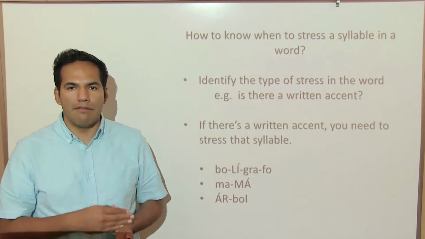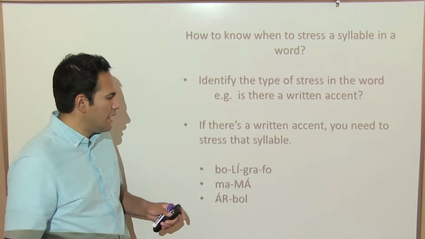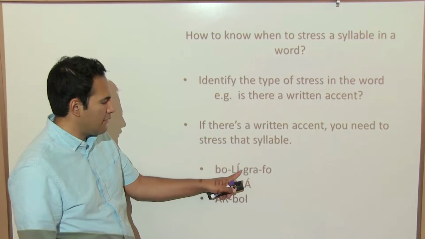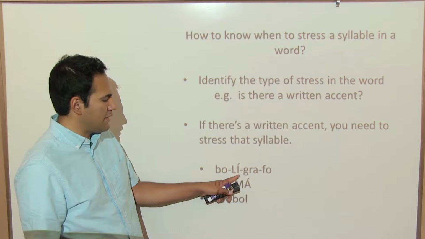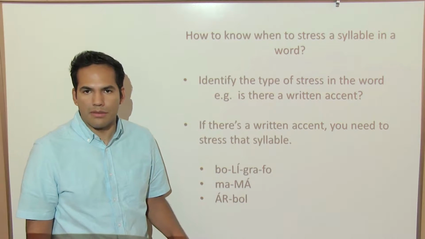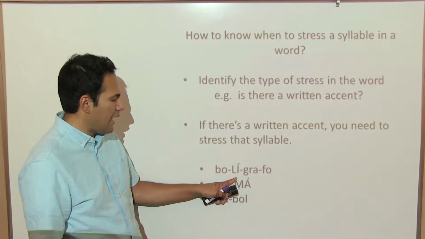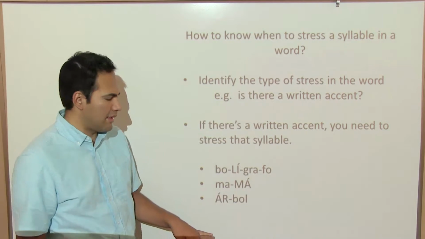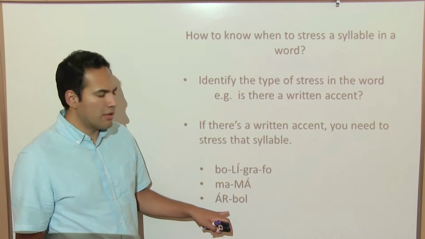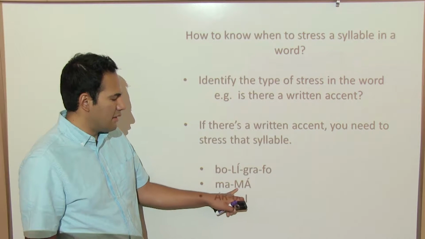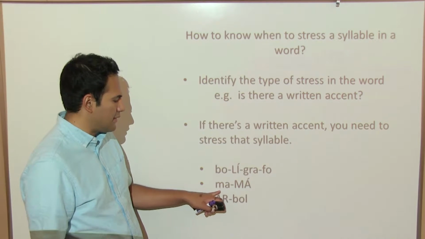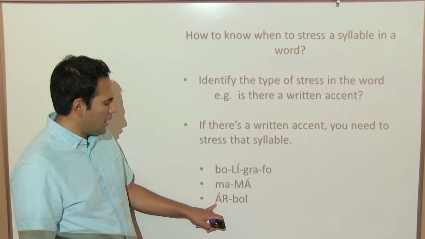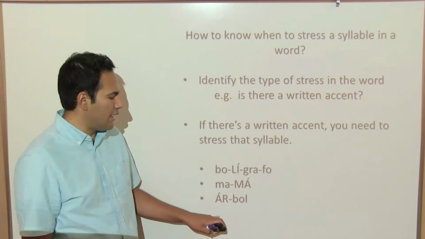If there is a written accent, you need to emphasize the syllable where the accent is. For example, we have bolígrafo, which is a pen. I just want to emphasize that that's the syllable we're going to stress when we pronounce it. Since we have the accent on the í, we're going to say bolígrafo. The marked accent is telling us that. The next one is mamá, or mother. We have the written accent on the last syllable, so that's where we're going to stress, mamá. And then the next one is árbol, or tree. We have the accent mark on the first syllable, so that's what we're going to emphasize, árbol.